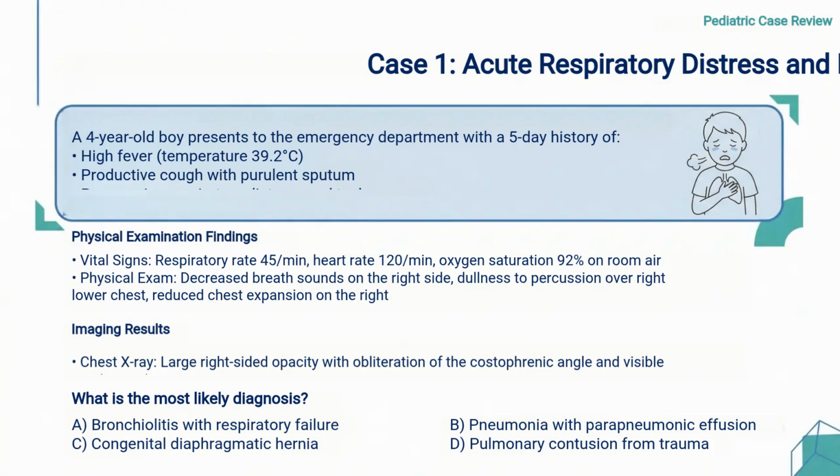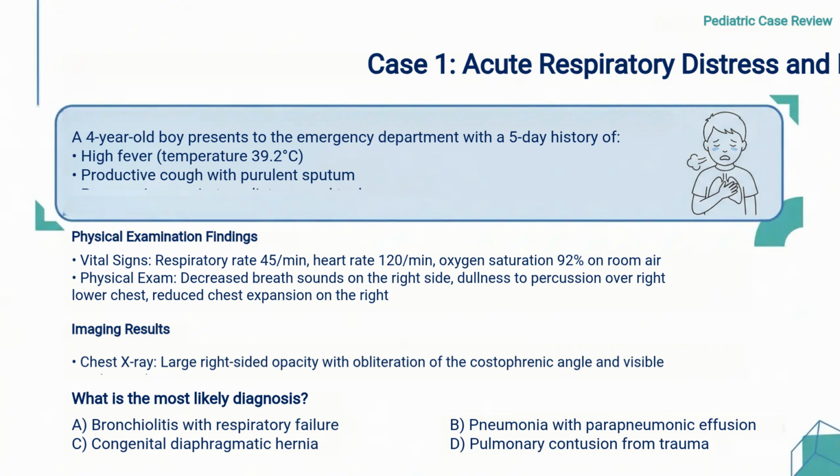Let us begin. Case 1. A 4-year-old boy presents to the emergency department with a 5-day history of high fever with temperature 39.2 degrees Celsius, productive cough with purulent sputum, progressive respiratory distress and tachypnea, and decreased appetite and irritability.